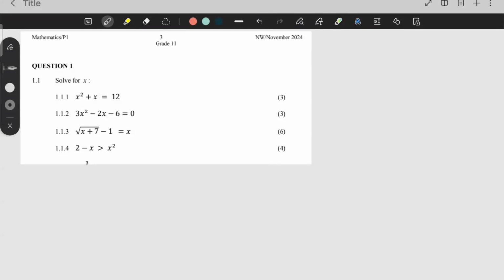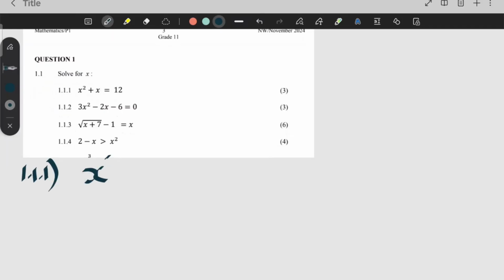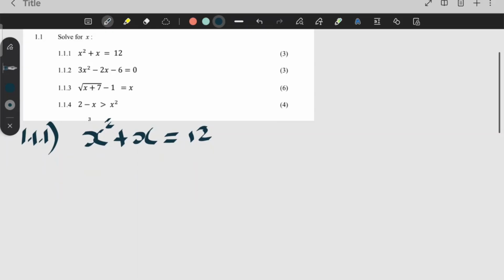Let's start with this question. Question 1, so we're doing question 1. 1.1.1 says we have to solve for x. So the first thing you do, grade 11s, is you must make sure that whatever equation is given to you is written in standard form.